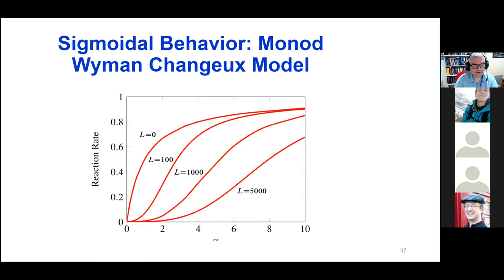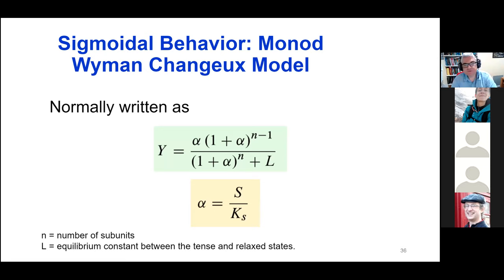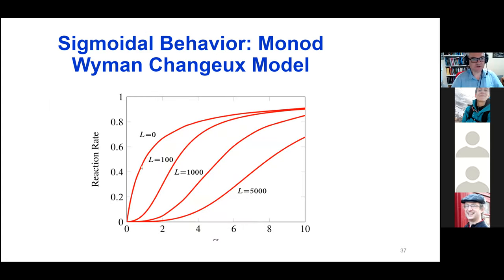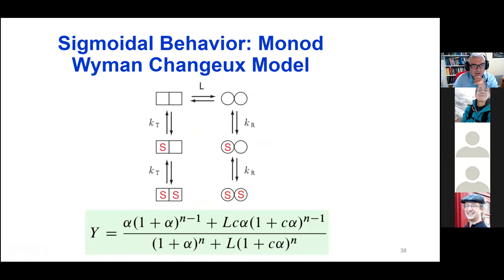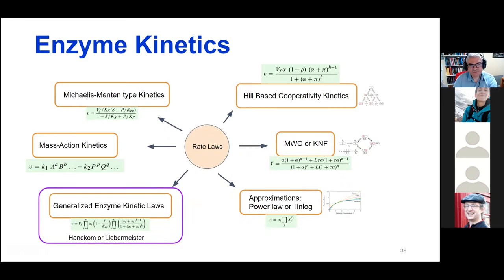Okay, I don't think we need to go any further. Anyway, that's what the plots look like. And there's one parameter in this one. The more elaborate ones have additional parameters, but these parameters, in this case L, determines the sigmoidicity. So you get nice sigmoid curves. As I said, these look like the Hill equation ones, right? But actually there are subtle differences. Okay, so that's the Weinberg-Changeur.